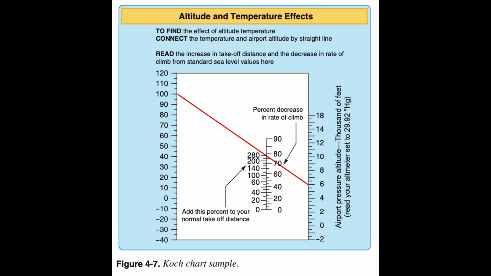If a chart is not available, the density altitude can be estimated by adding 120 feet for every degree Celsius above the ISA. For example, at 3,000 feet PA, the ISA prediction is 9 degrees Celsius, 15 degrees Celsius minus the lapse rate of 2 degrees Celsius per 1,000 feet x3, which is equal to 6 degrees C.